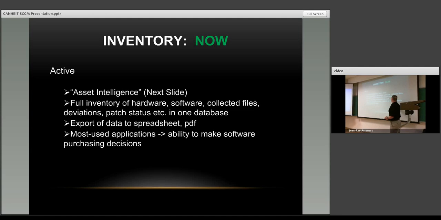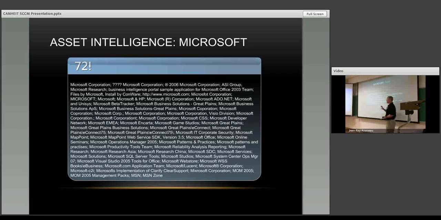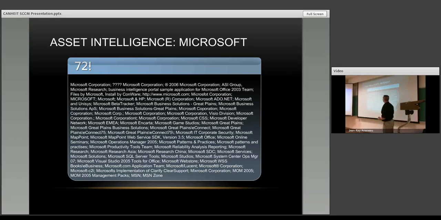Most use applications, we can use the inventory mechanism to figure out what applications are actually getting used so we can make purchasing decisions. Things like, do we really need 10 copies of this? One of the other things we're currently working on is a software library purchasing page, so they can go to the page, purchase a piece of software, and in the back end, SCCM will automatically deploy the software to them once they buy it. This is what the asset intelligence piece does.